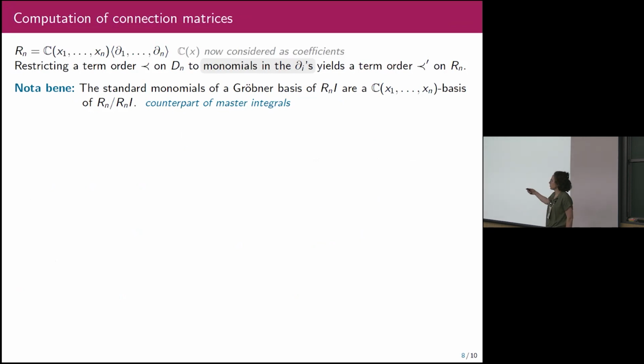I explained what term orders in the Weyl algebra are, and if we restrict such term orders to term orders in the partials, this gives a term order in the rational Weyl algebra. The monomials are now just monomials in the D's, because we want to consider C(x) as our coefficients now. The standard monomials of a Gröbner basis of R and I are a C(x) basis of the quotient, and they will be an equivalent choice of master integrals in applications.